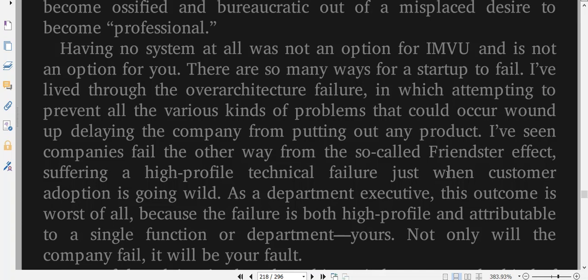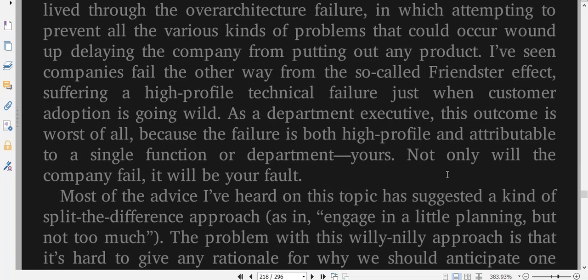There are so many ways for a startup to fail. I've lived through the over-architecture failure in which attempting to prevent all the various kinds of problems that could occur wound up delaying the company from putting out any product. I've seen companies fail the other way from the so-called Friendster effect, suffering a high-profile technical failure just when customer adoption is going well. As a department executive, this outcome is worst of all because the failure is both high profile and attributable to a single function or department. Yours. Not only will the company fail, it will be your fault.